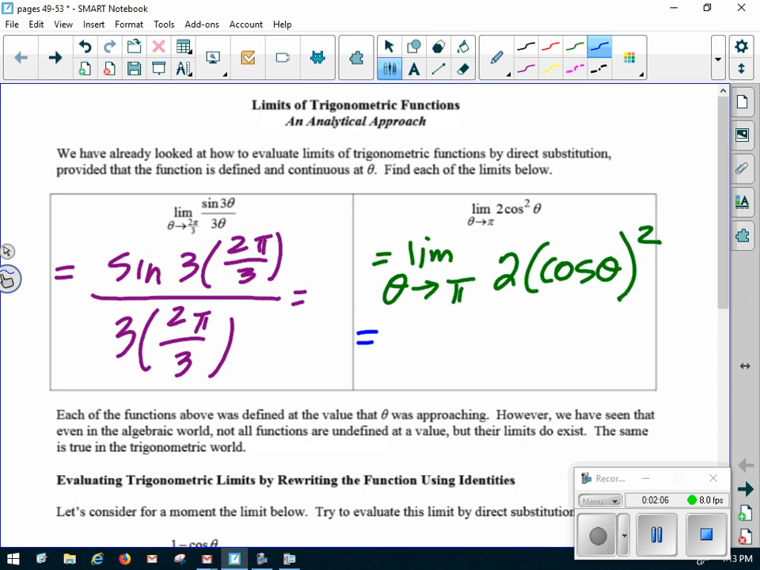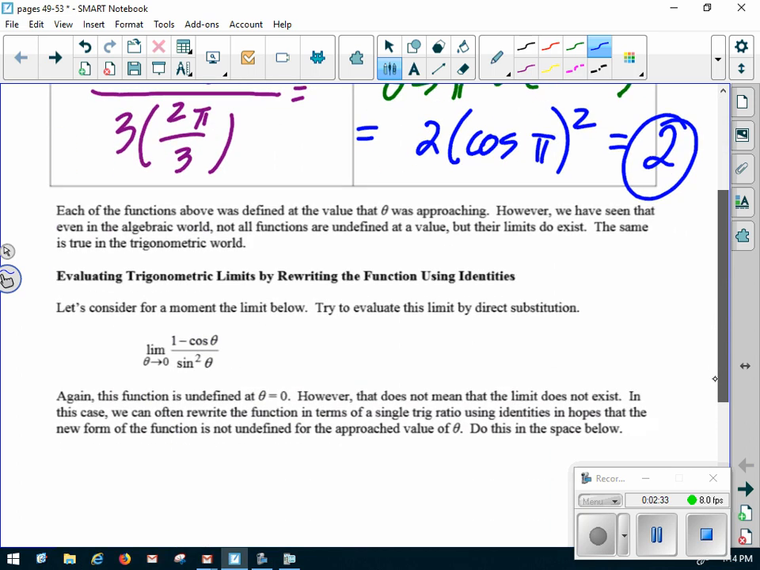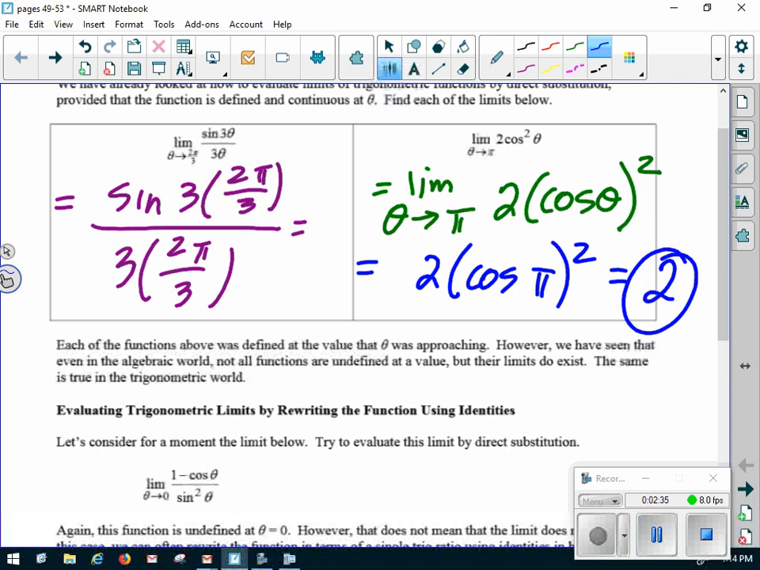Now we'll do direct substitution. 2 times the cosine of pi, squared. What does that give us? What's the cosine of pi? It's -1, squared, times 2. Direct substitution on trig functions is not a problem. We got 0 over 2 pi, which was 0.